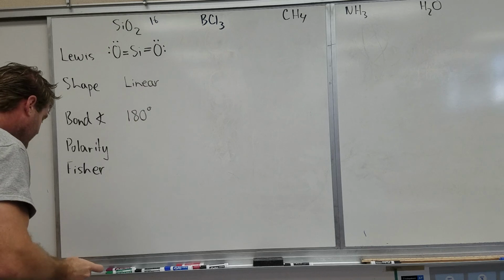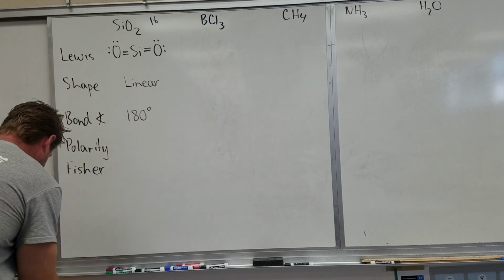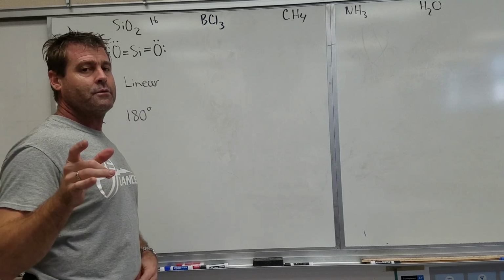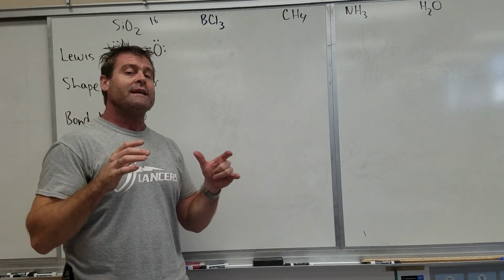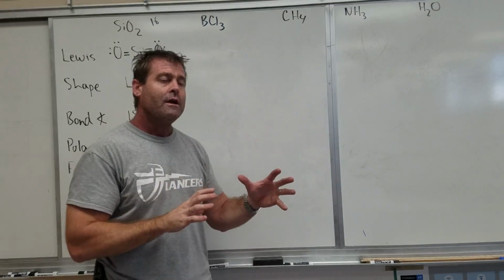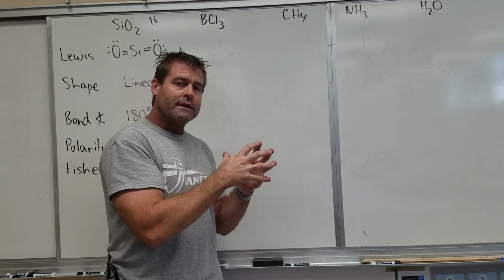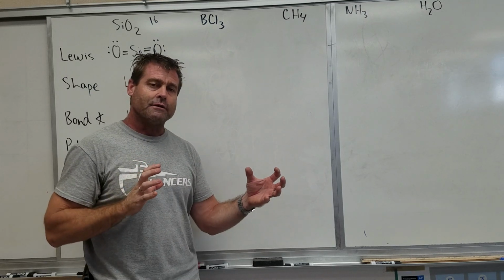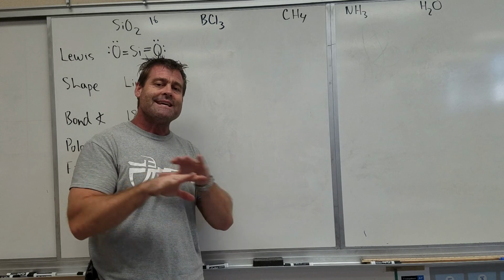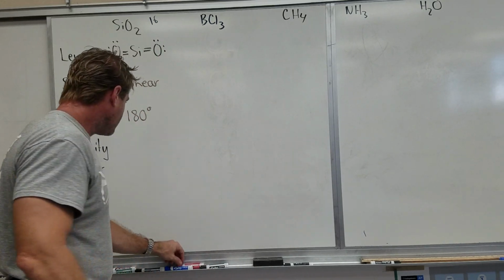And then polarity. I'm going to remind you about polarity. Something is polar when the electrons are not evenly distributed. If electrons are on one side more than the other, the side that they're on more frequently is going to be negative, and the side they're on less frequently is going to be positive. But if the electrons are evenly distributed, we'd say it's non-polar. So here's what you'd look at.